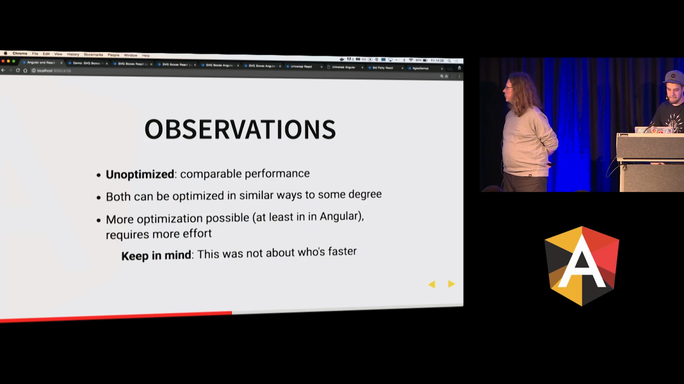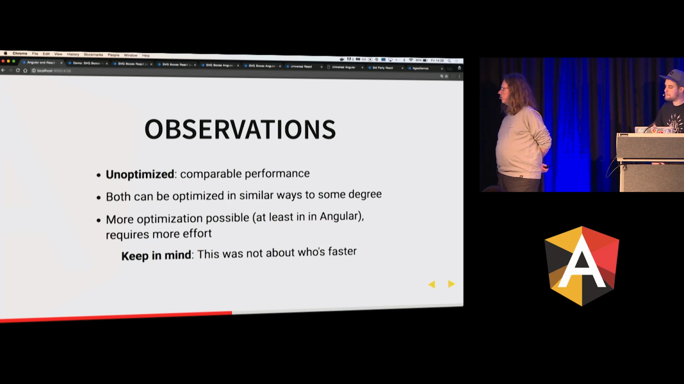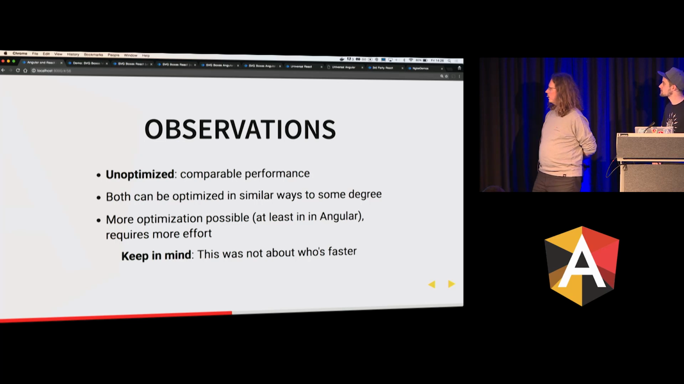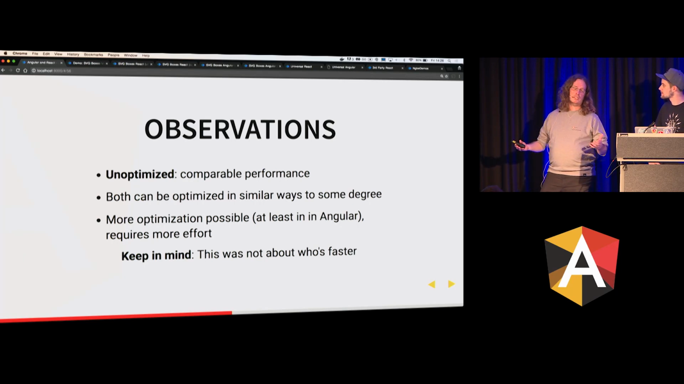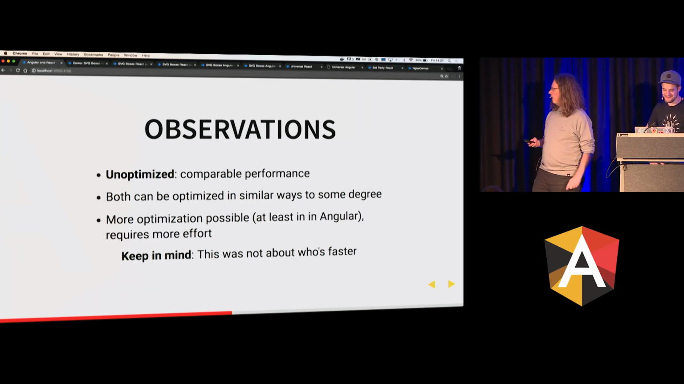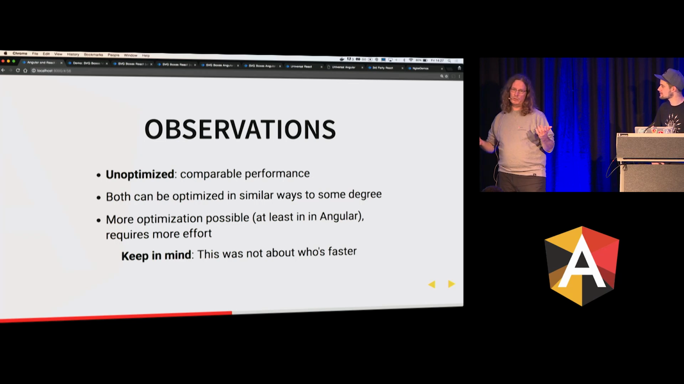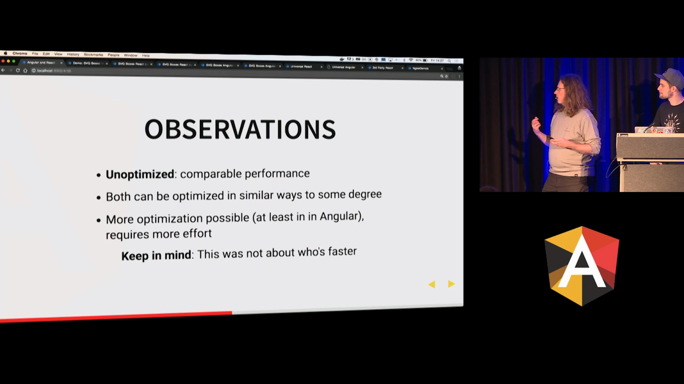Yes, so observations, again, as the unoptimized versions, comparable speed up. Both can be optimized with very little effort. More optimization is possible. Pascal has something in the pipe for Angular. I did something for React where I artificially segmented the model in React, but it got so complicated, it was full of bugs. So I don't recommend that unless you are really at the last resort.